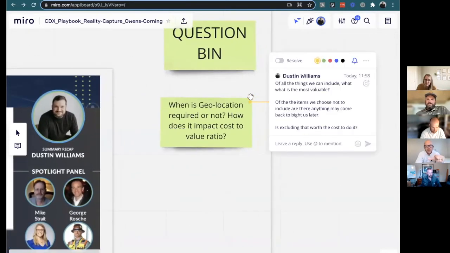And I really wanted to touch on that. When is geolocation required or not? That's a big one that I think owners also need to understand, and we need to have some education around it, especially with owners that have campuses and are trying to document their entire campus. The answer to that is as soon as possible.